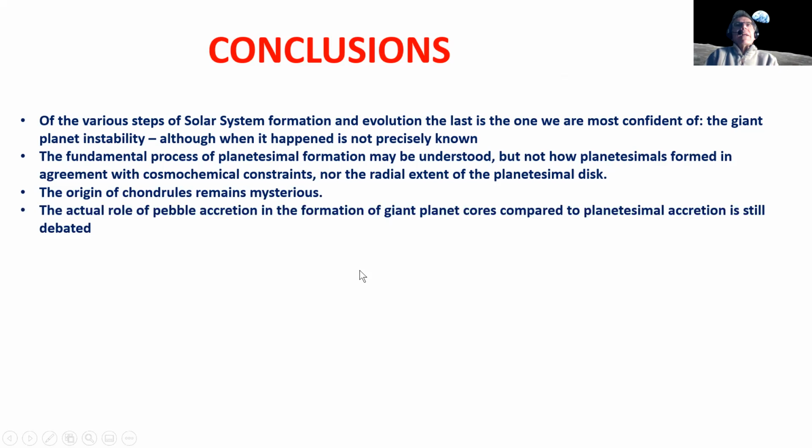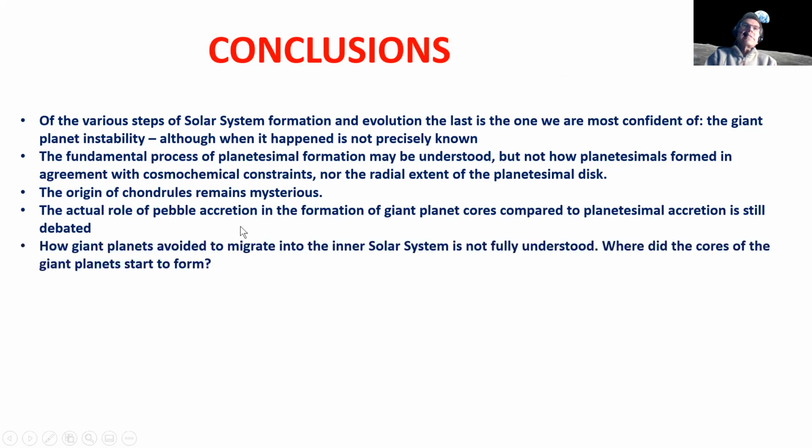The actual role of pebble accretion in the formation of giant planet cores compared to planetesimal accretion is still debated. I think pebble accretion played a predominant role and led to the formation of the giant cores of Jupiter and Saturn, but not directly Uranus and Neptune. Uranus and Neptune had to go through a phase of giant impacts from precursor protoplanets. But research is still going on this. And how giant planets avoided migrating into the inner solar system is not fully understood. And this is related to the question of where the cores of the giant planets started to form.